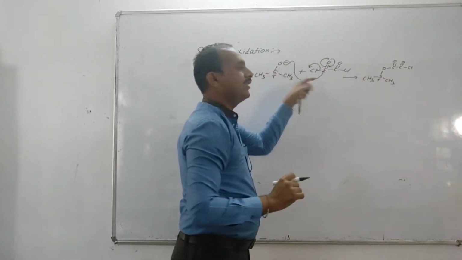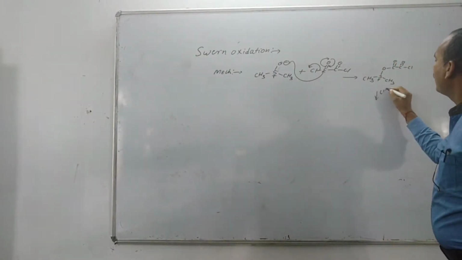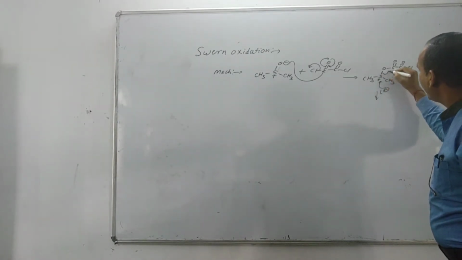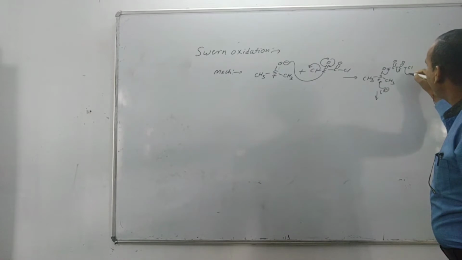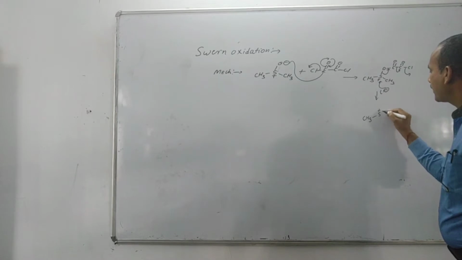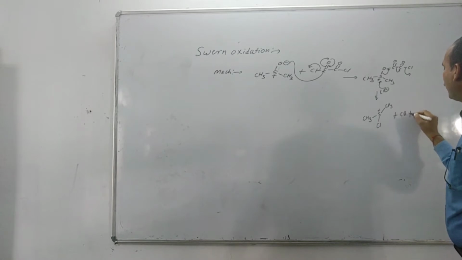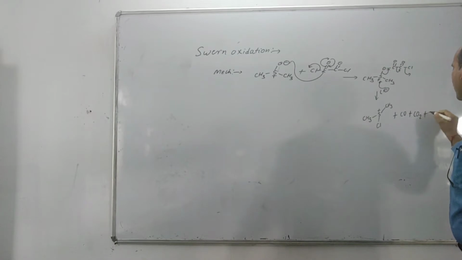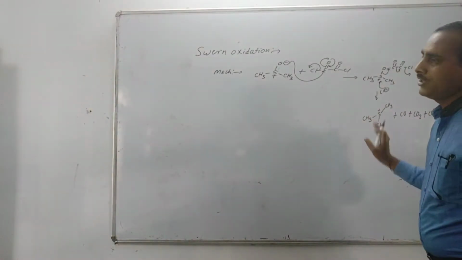Now that Cl minus attacks the sulfur plus. Here there is shifting of this bond, loss of CO2, loss of CO, and again there is a Cl minus. It means there is formation of CH3 S plus Cl, CH3, plus CO, CO2, plus Cl minus. Okay, this is the intermediate formed during this Swern oxidation reaction.